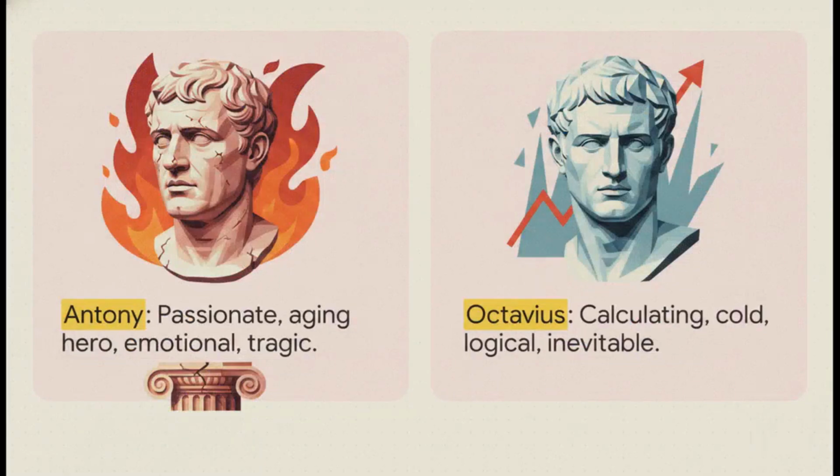And to truly nail the character dynamics, you've got to see the stark contrast between our two primary Roman leaders. You have Mark Antony, this aging, passionate hero who's ruled by his emotions and trapped in a tragic decline. Pitted directly against him is Octavius Caesar, who is calculating, ice-cold, ruled entirely by logic, and on a path of inevitable rise. It's just a total masterclass in character foil.